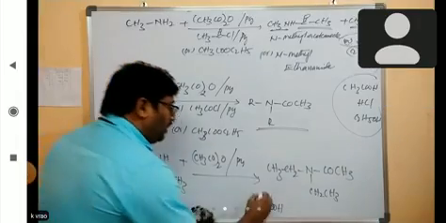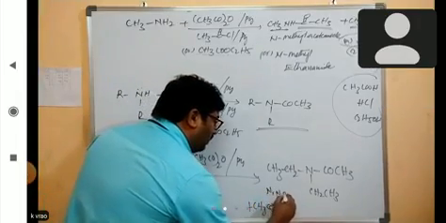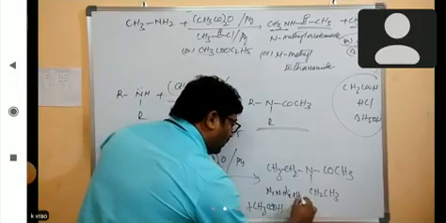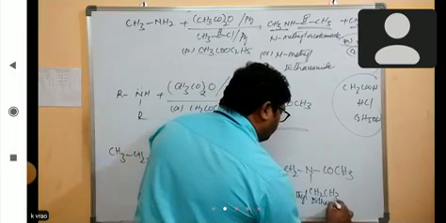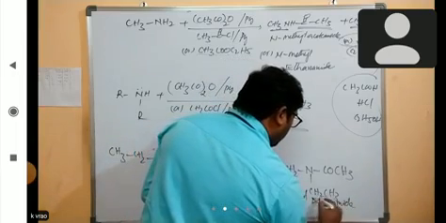So the IUPAC name we can write here is N,N-diethyl ethanamide.